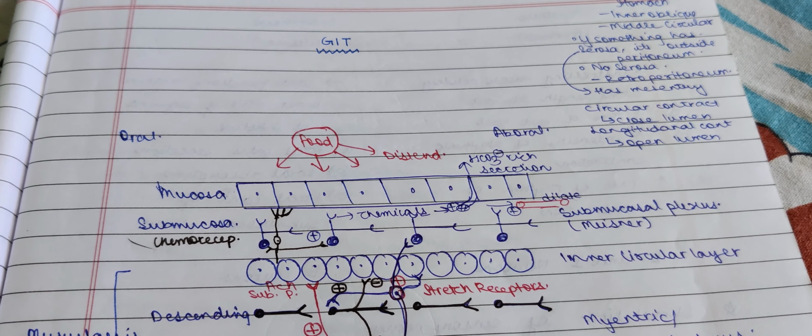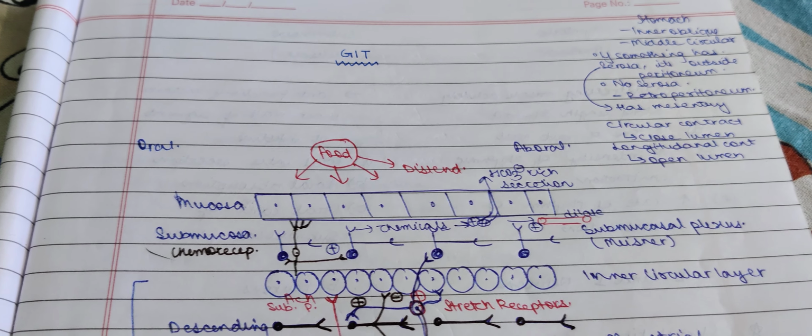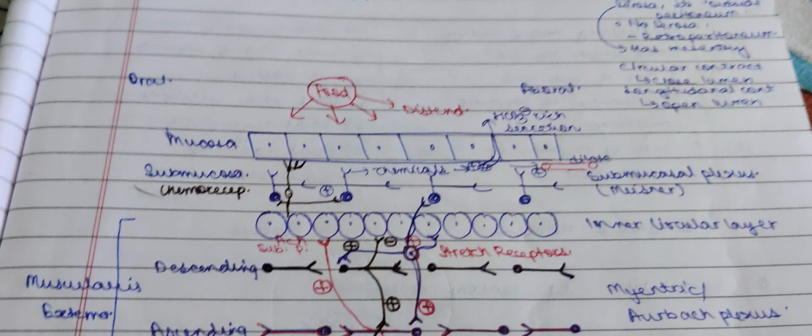Hello everyone. So let's start with the GIT physiology. The first topic is the enteric nervous system. Before starting the enteric nervous system, let's see the layers of the stomach wall.